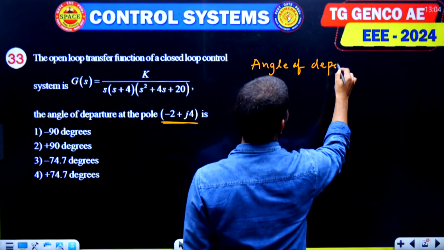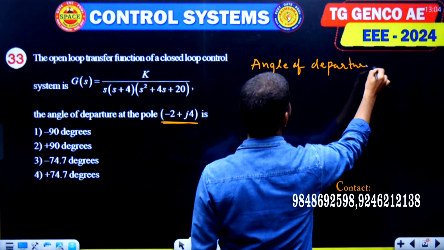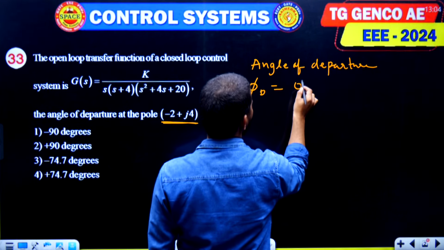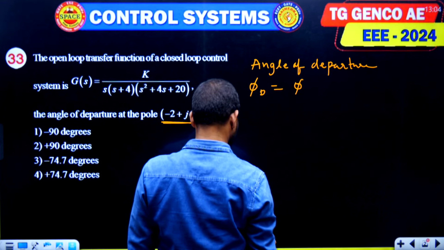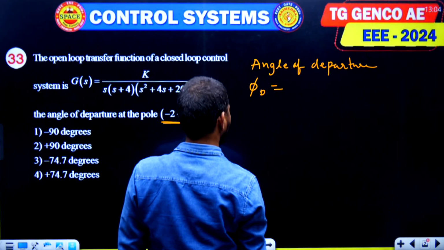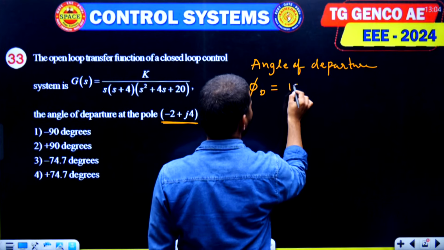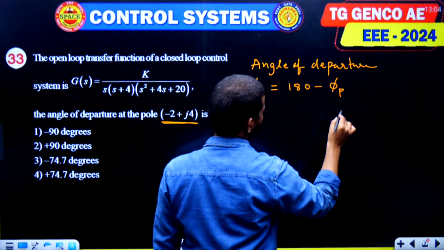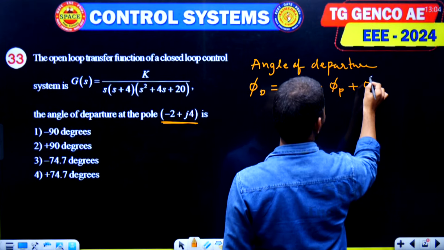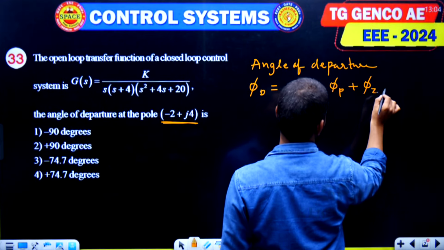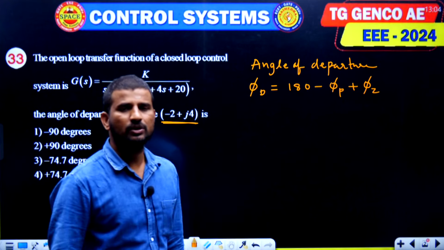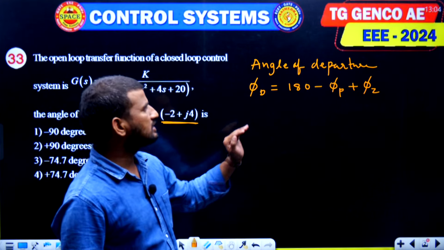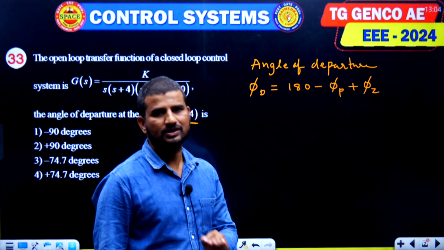So the angle of departure is nothing but 180 minus the sum of the angles due to the poles plus the sum of the angles due to the zeros. So this was the formula to find the angle of departure. Let us see what are the angles made by the poles and the zeros separately here.